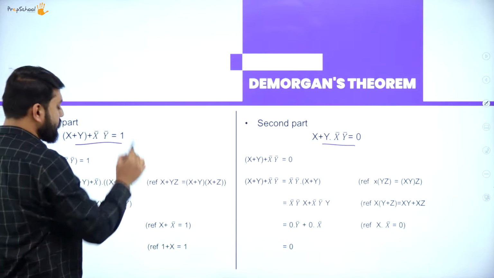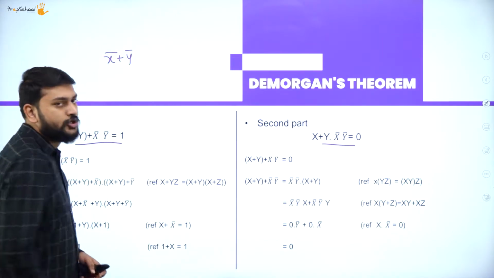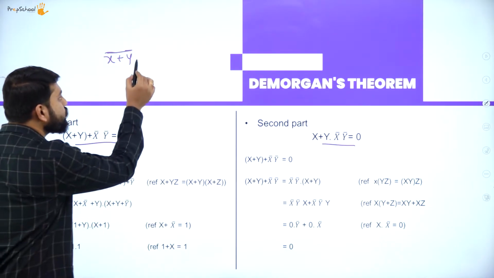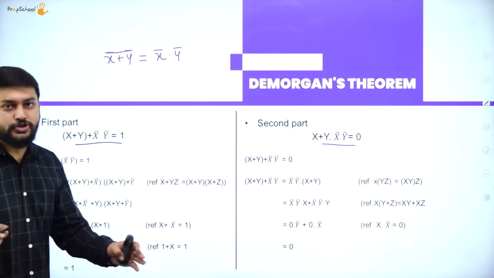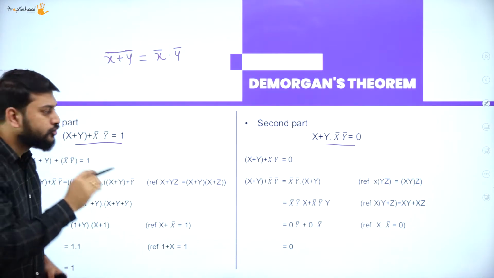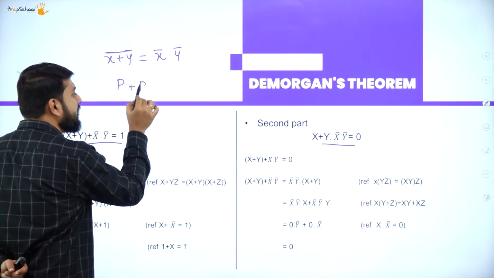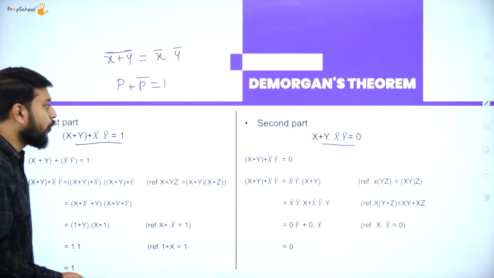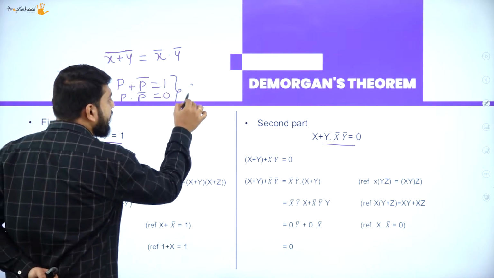What is the expression that we have with respect to De Morgan's? We have x dash y dash, and we are trying to write it as x plus y whole dash. So x plus y whole dash is equal to x dash into y dash. This is the equation that I have. According to the complementarity law, we write p plus p dash is equal to 1, and p into p dash is equal to 0.